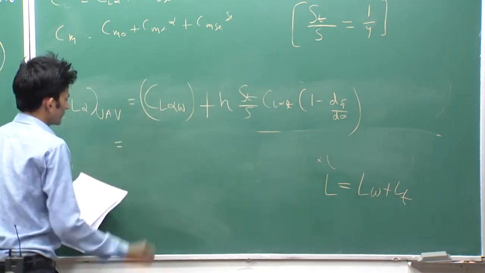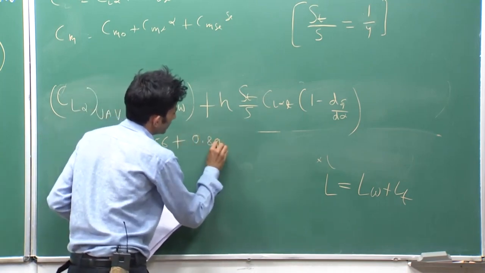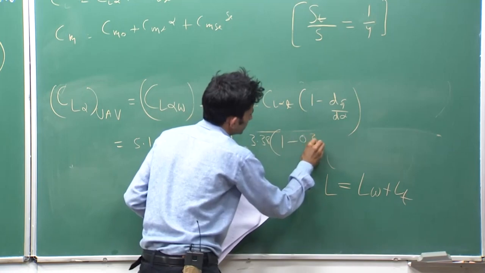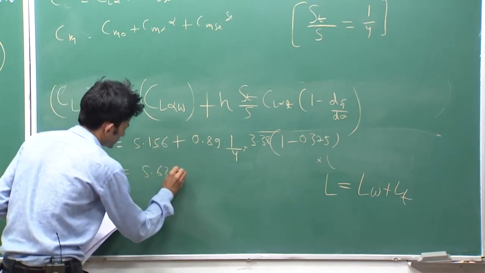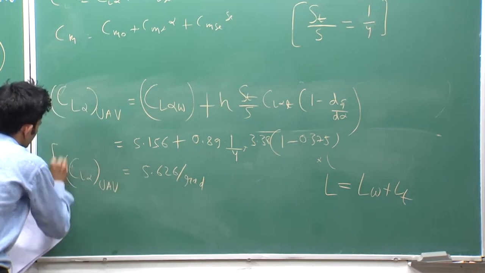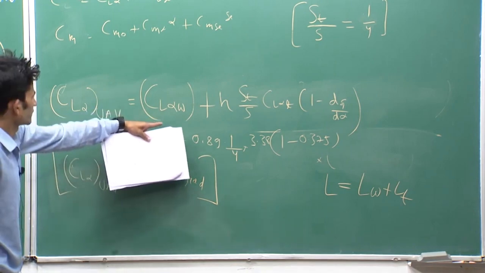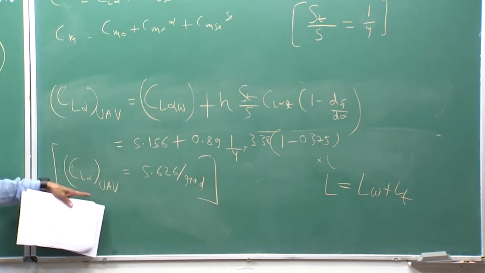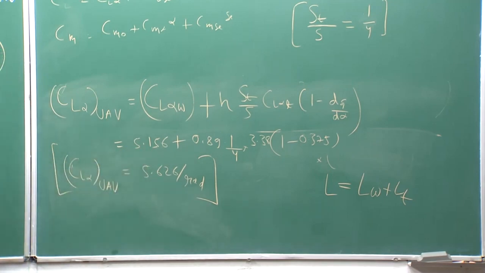So, CL alpha of the wing is given 5.156 plus eta is given 0.89, and St by S is given 1/4, CL alpha of the tail is given 3.38 into 1 minus 0.375, which is dou epsilon by dou alpha. So, here you will get 5.626 per radian. This is nothing but CL alpha of the complete UAV. You can see that earlier the lift curve slope was 5.156 when there was no tail, but if you add the tail, then the total lift curve slope of the UAV will increase. Here is 5.156, here is 5.626 per radian.